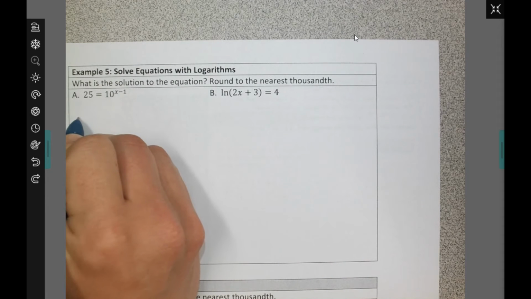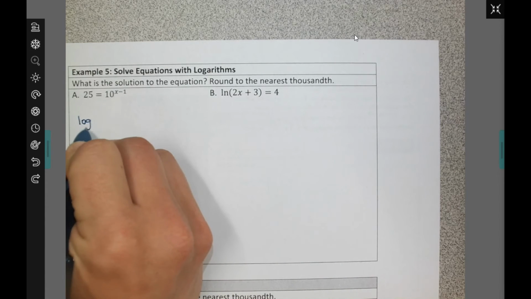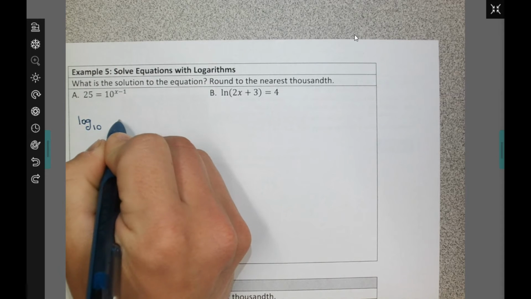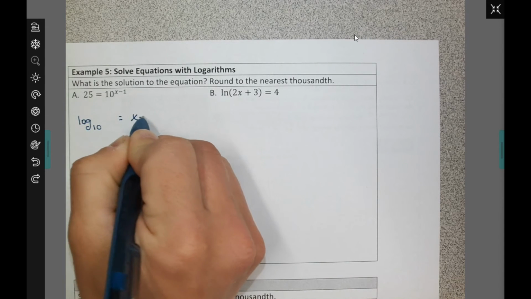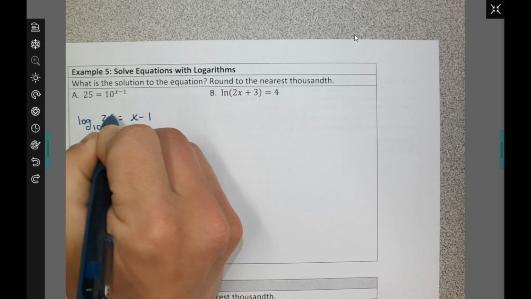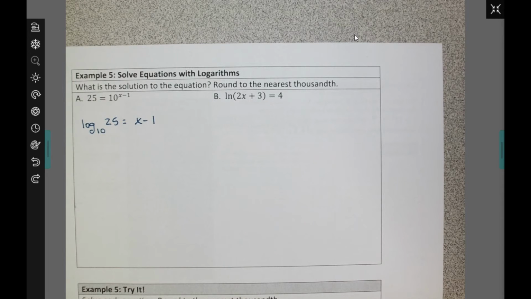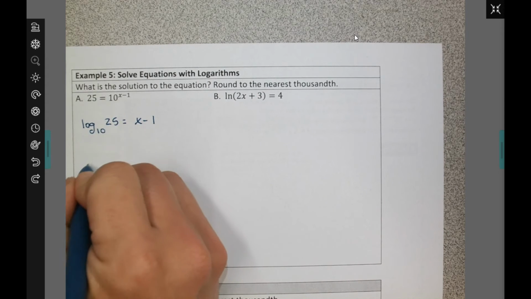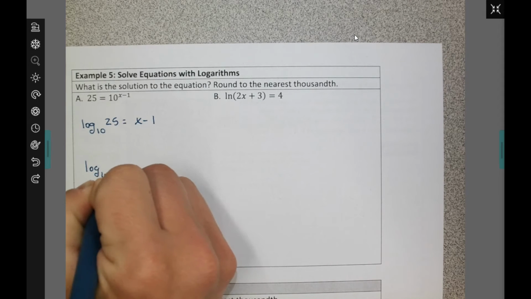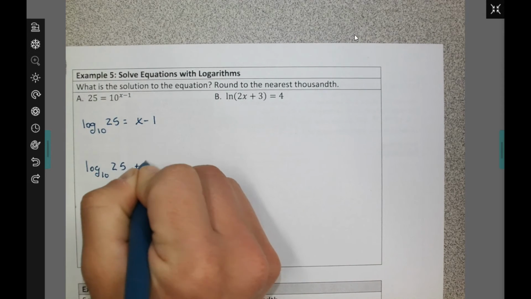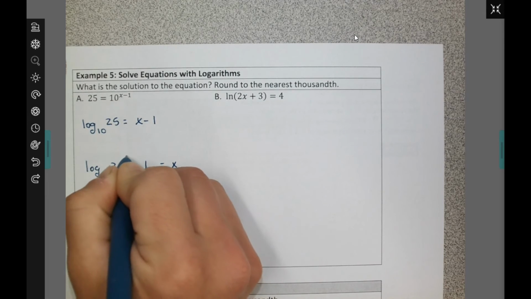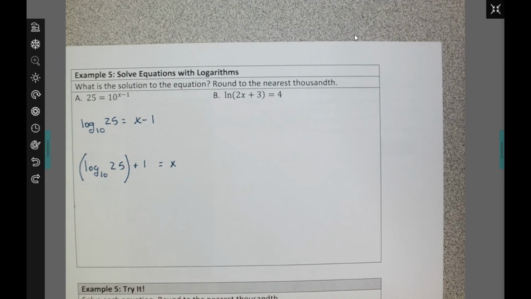So for A, my first step would be to switch this to log base 10. Remember, the base equals the exponent, and then my last part is the result. So I have log base 10 of 25 equals x minus 1. From there, I got to get x by itself. There's a couple ways you can do this. I'm going to go ahead and add 1 to each side. So I have log base 10 of 25 plus 1 equals x.